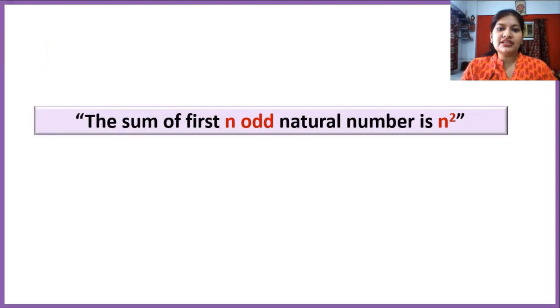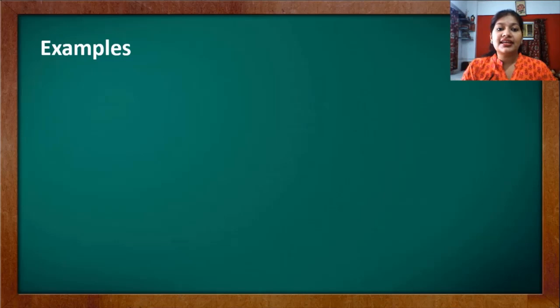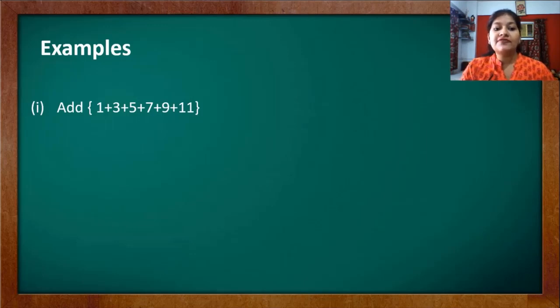In this we will start with property 6, which states that the sum of the first n odd natural numbers can be calculated using n square. How? Let us take an example. Suppose this is a question given to you. Here you can see all the numbers are odd, like 1, 3, 5, 7, 9 and 11.